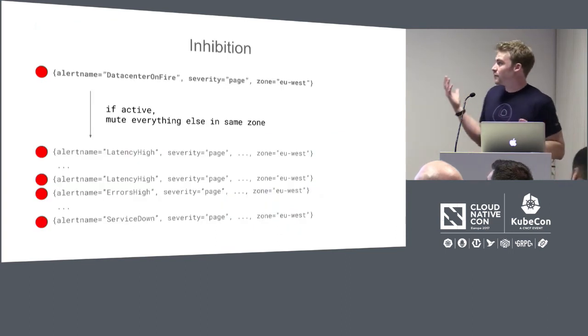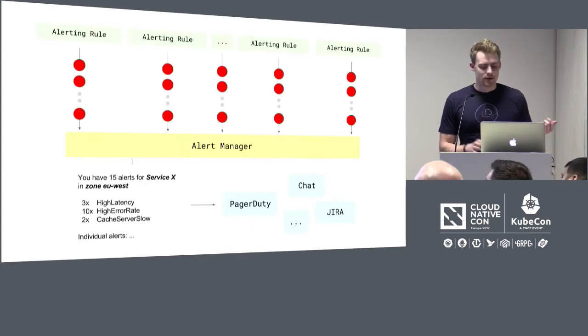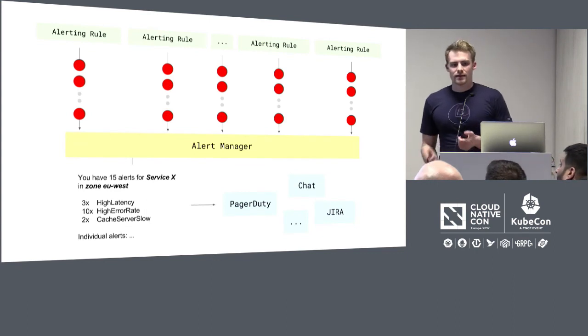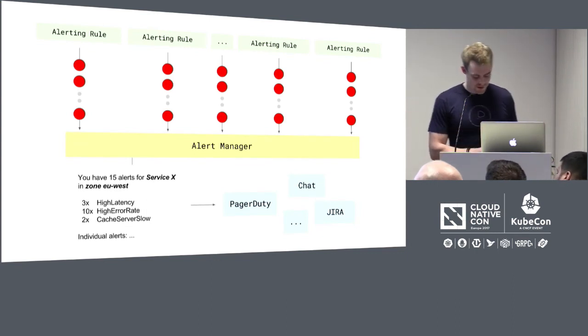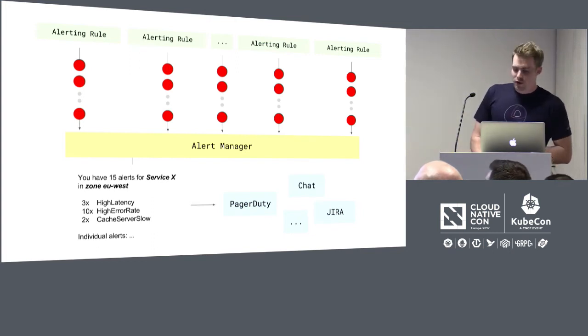And there are also some other things. So we have, on the one hand, silencing, right? If you take a service into maintenance, you can silence all alerts that have a certain label, for example, service X. That's pretty straightforward.